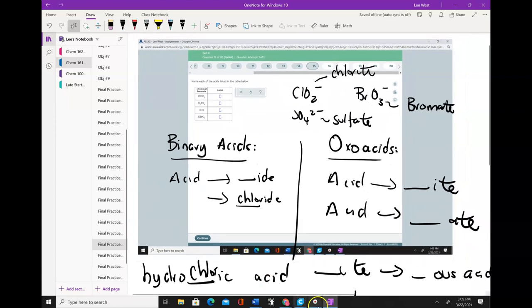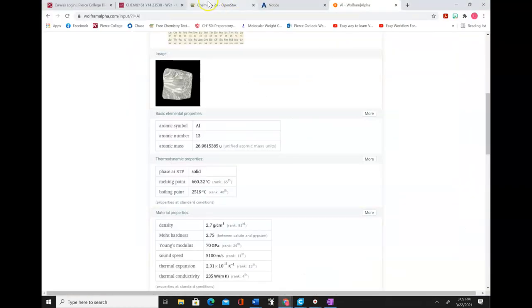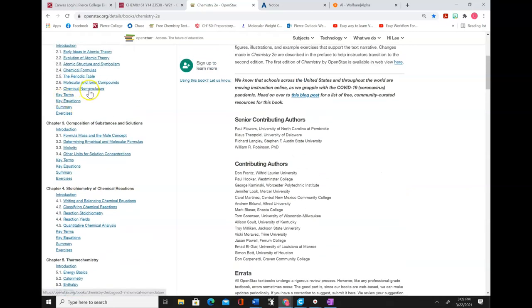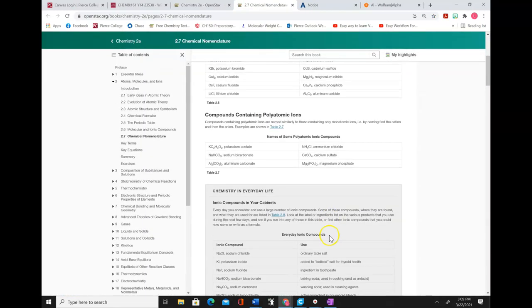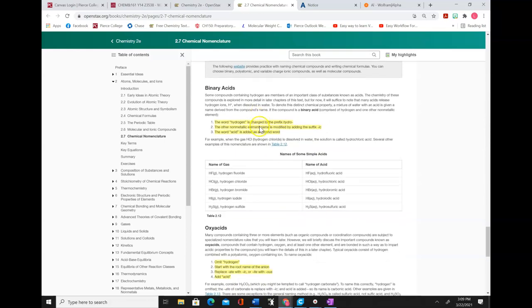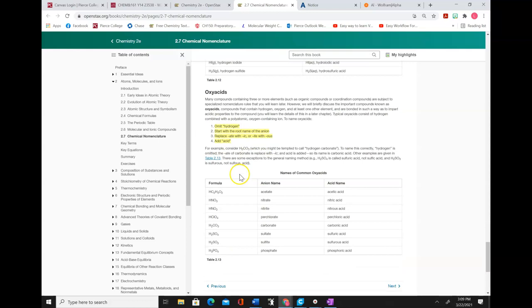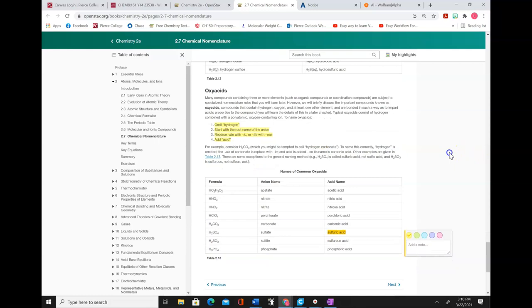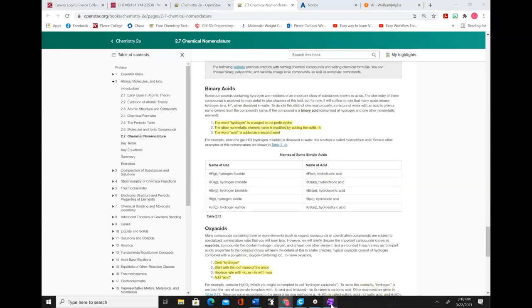So a couple of things that you're probably going to want: go to your book, chapter 2, right at the end, there's chemical nomenclature. One of the sections in here, I think it's the last section, has rules for binary acids, and then rules for oxyacids, with a bunch of examples. The only one that's going to be relevant for us is sulfate, and you can see you could pull sulfuric acid out of there. You don't have to memorize this, you just have to know how to use the rules, and how to recognize an oxyacid and a binary acid.